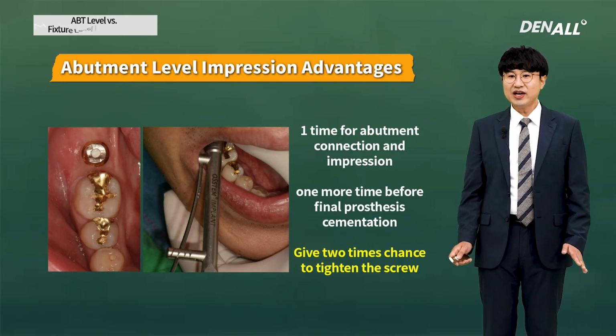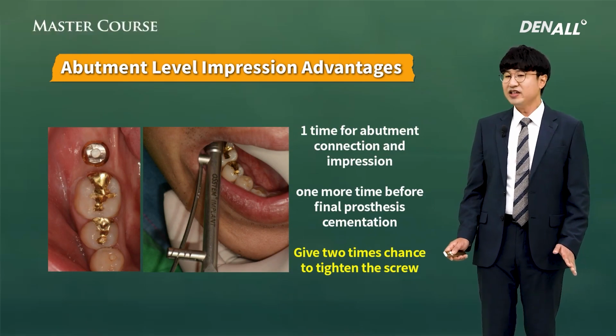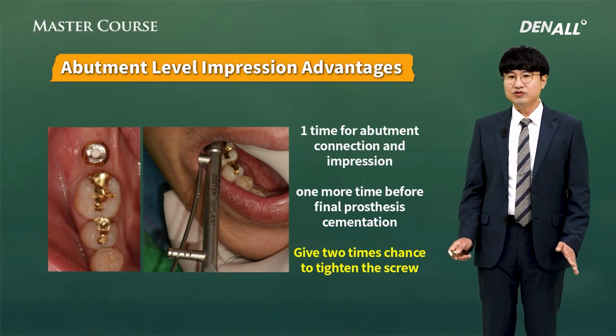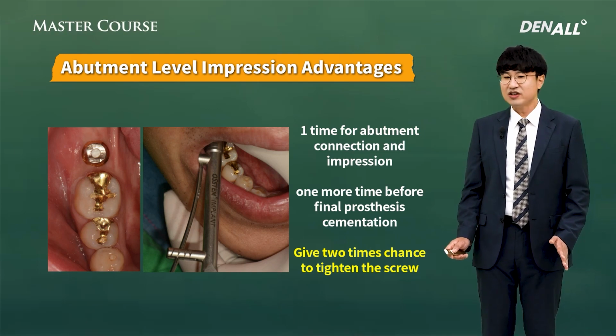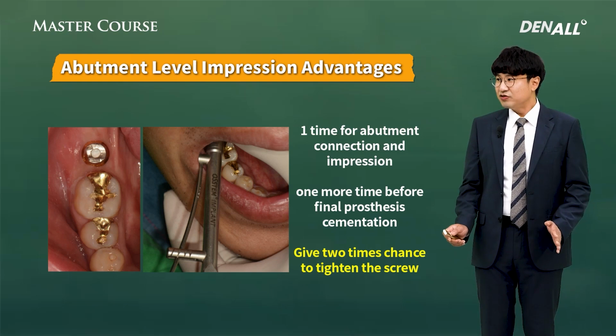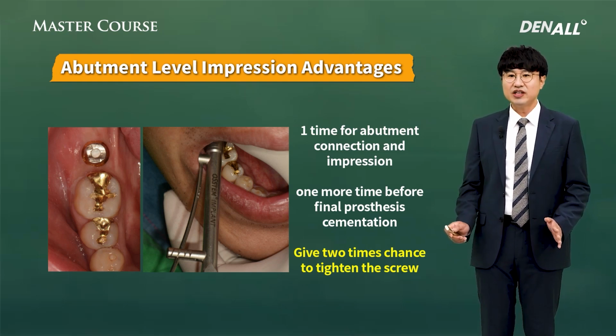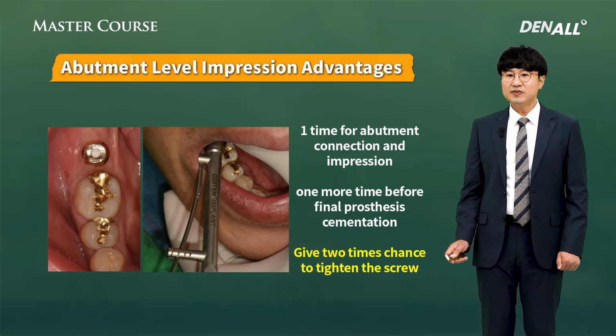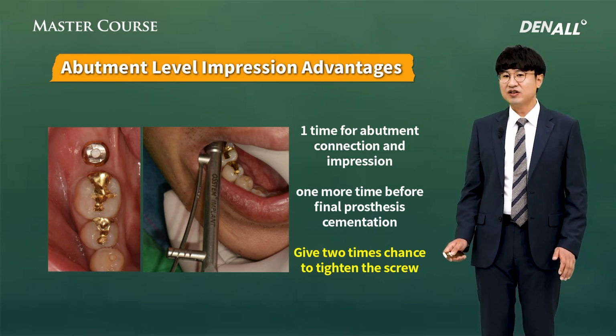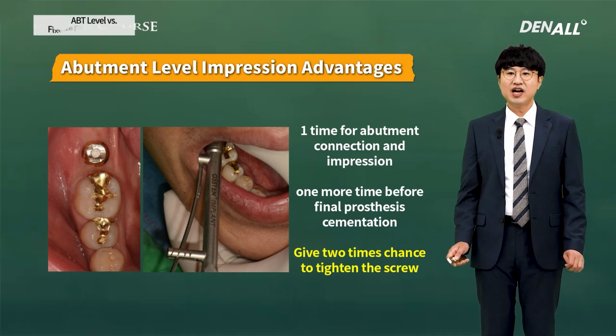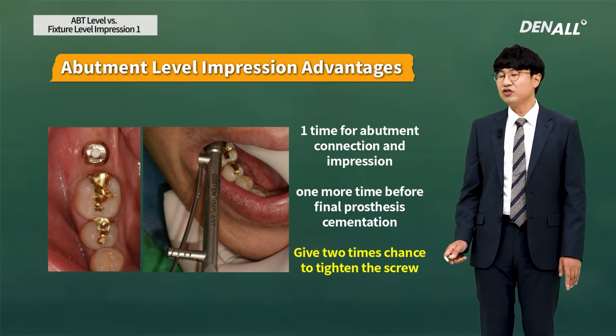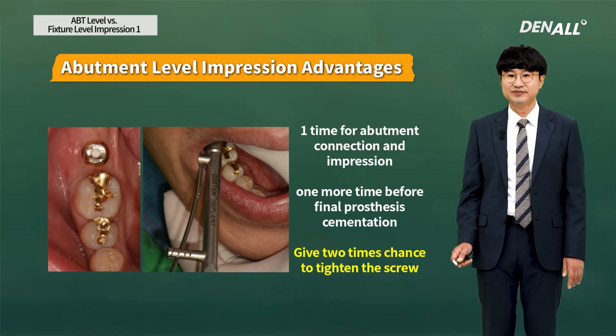Another advantage of the abutment level impression is that it takes about 1 week for the prosthesis to be completed, and during that week, the abutment is inside the mouth, and you have another chance for screw tightening, in other words, 1 week later. So if on the first day of abutment connection there's not full soft tissue attachment, you can tighten the screw after 1 week and have a more favorable result.